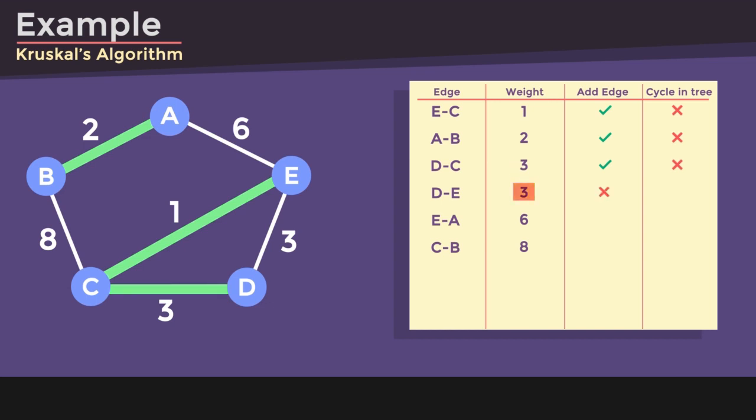but adding ED will form a cycle and is not allowed. The next possible edge that we can add is EA, but adding an edge between C and B is not possible because it forms a cycle. So we can conclude that adding the edge between DE or adding the edge between BC is not possible anymore because they form a cycle.